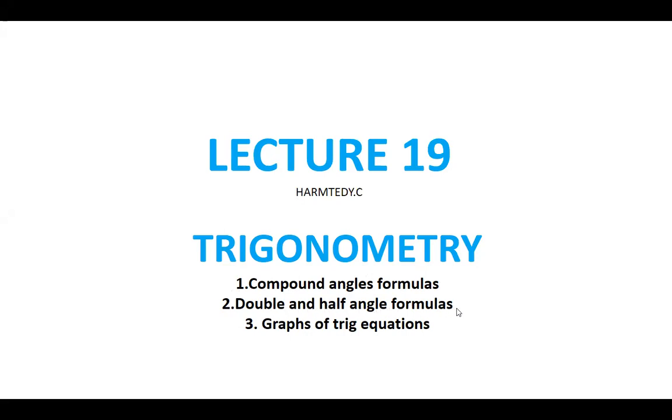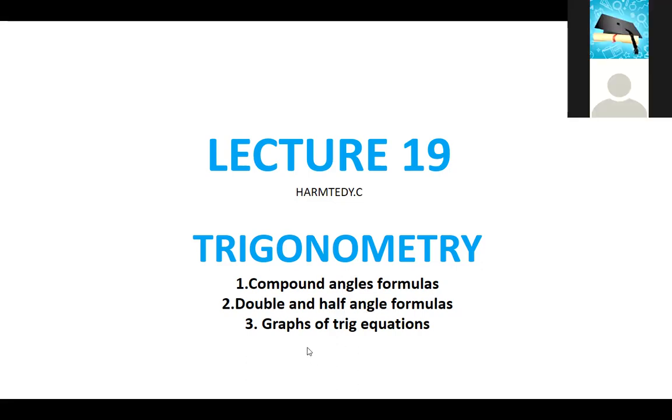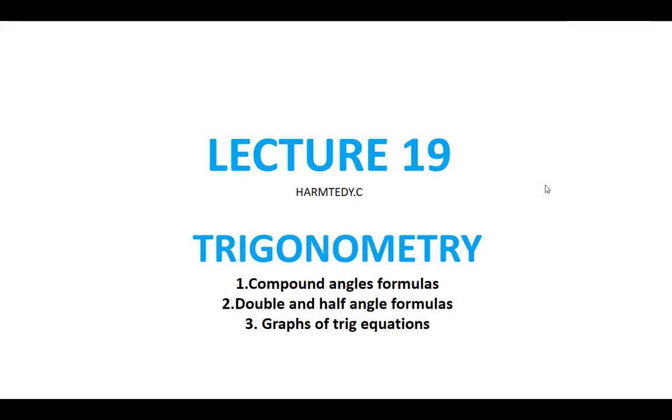Then from there, we'll solve at least 2 questions, just to make sure that we've understood what we mean by compound angles and double and half angle formulas. The next time we're going to meet, on Monday, we're just going to discuss graphs of trig equations. Once we are done with that, we'll say we're done with trigonometry. The next topic that we're going to start, on Wednesday, will be calculus. Once we're done with calculus, it means that we're done with our syllabus.